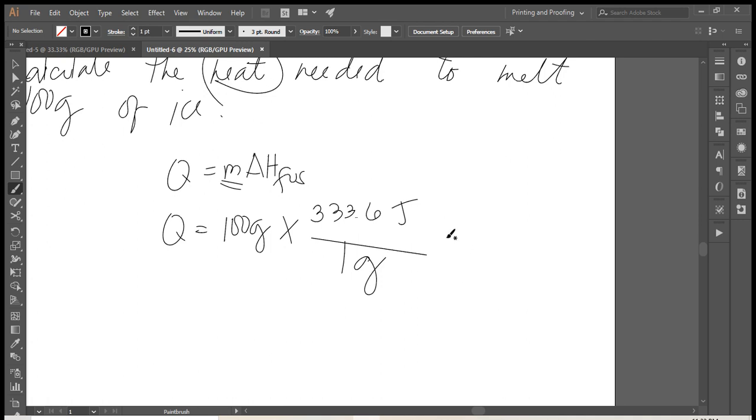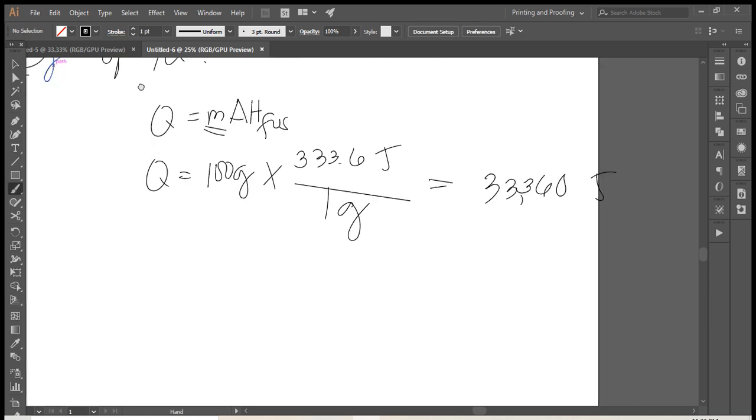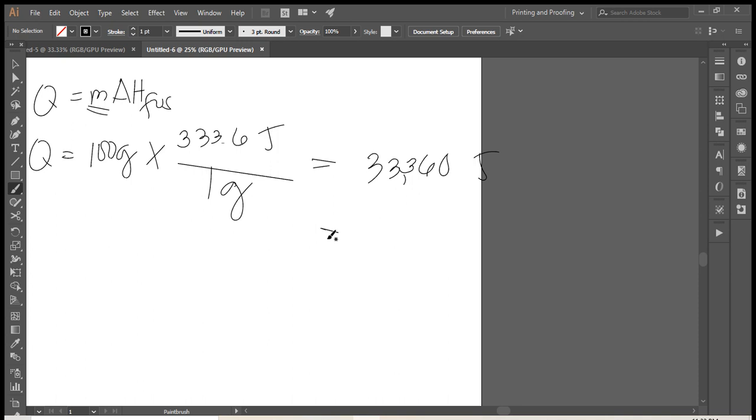So, multiply, divided by 1. So, we have 33,360 joules. Is this the final answer? Let's look at the given. For the given, there are three significant figures. Therefore, your final answer should be expressed with only three significant figures.